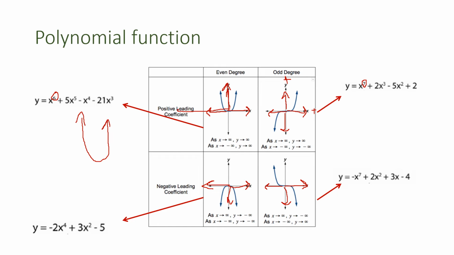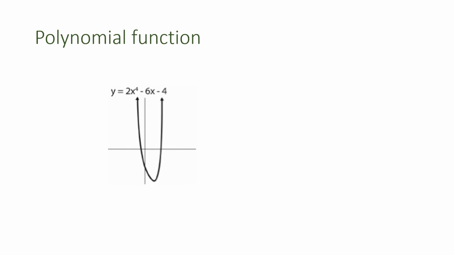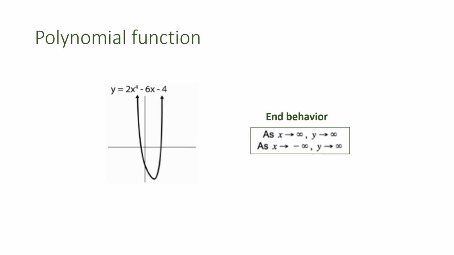It's really easy. So let's have a look at this question, which is y equals x^4 minus 6x minus 4. As we can see, the degree is 4, which is an even degree. We can see that the a is positive, so that's the reason the graph opens up. So its end behavior: as x goes to positive infinity, y goes to positive infinity, and as x goes to negative infinity, y also goes to positive infinity.